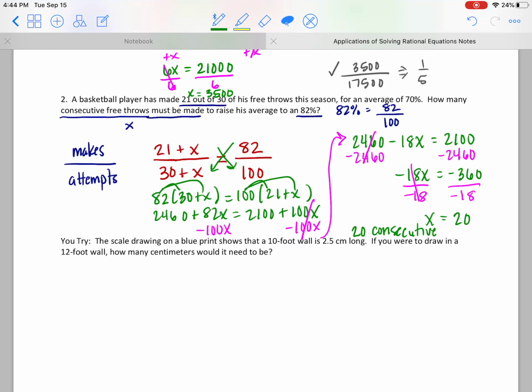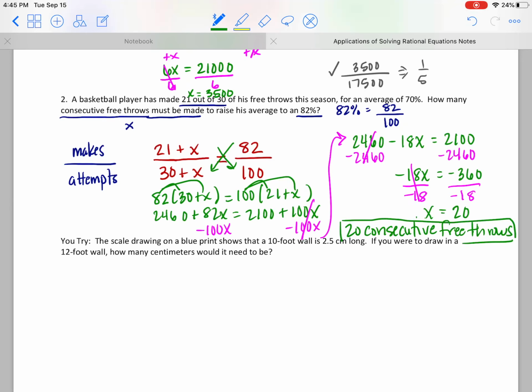free throws. This is not enough. Gosh, hang on. I didn't give myself enough space here. Scooch that up just a smidge. Okay, so 20 consecutive free throws. And ugly box, but whatever.